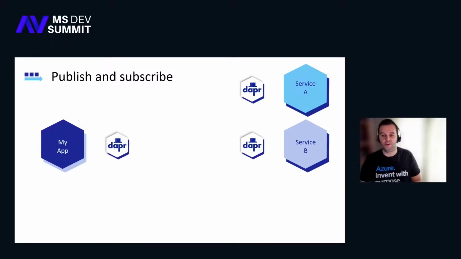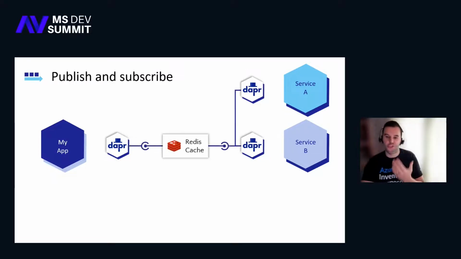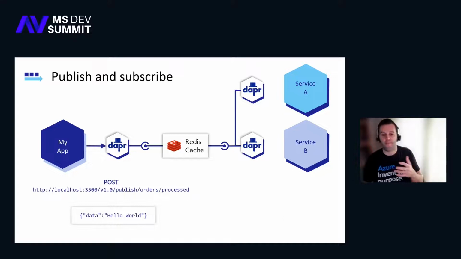And now we have an example like the demo that I will show you today using the publish and subscribe building block. All the publishing and subscribing is using Redis cache in this scenario. Again, our app makes a POST request to the publish endpoint, providing the name of the pub sub component, in this scenario orders, and the name of the topic, in this case processed. And it contains, again, a payload message in the body.